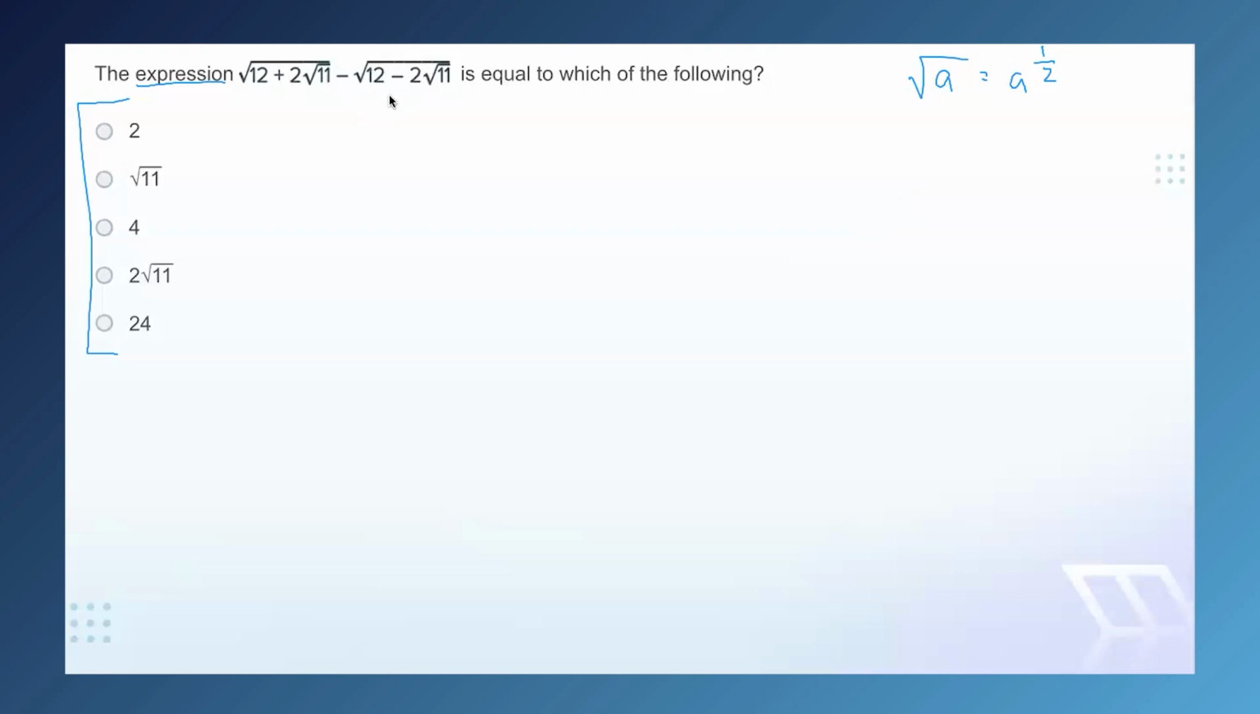Well, here's another fun trick. If you find that manipulating your expression is inadequate to solve, turn your expression into an equation. So instead of trying to manipulate the square root of 12 plus 2 times root 11 minus the square root of 12 minus 2 times root 11, you can set that expression equal to x, where x is the thing that we are solving for. It is our answer. And then we can manipulate this equation.